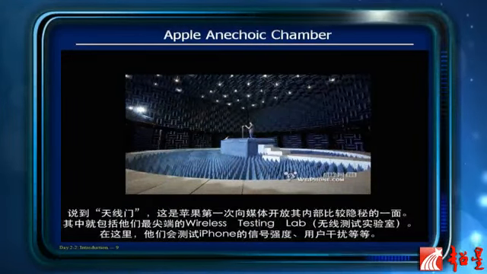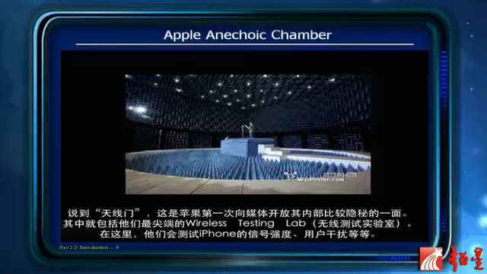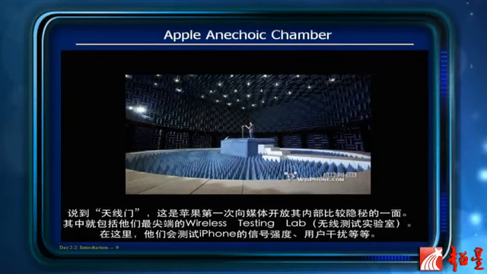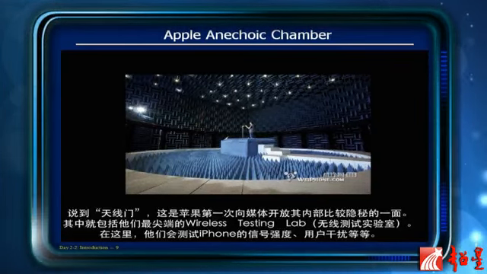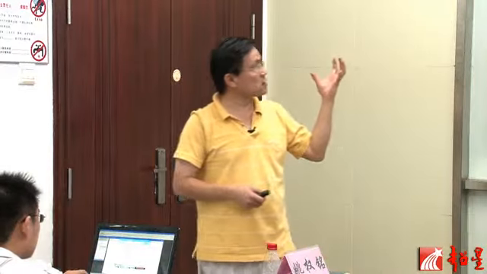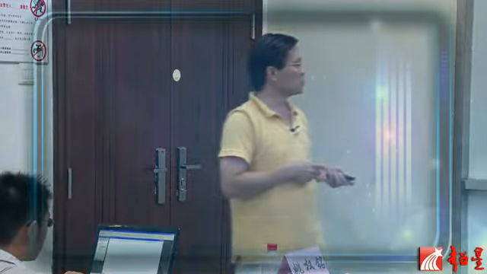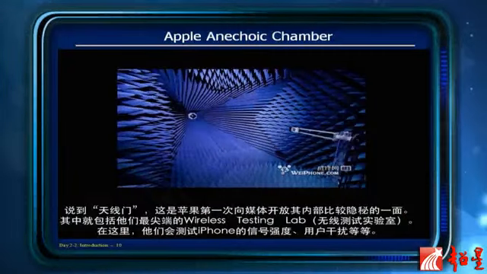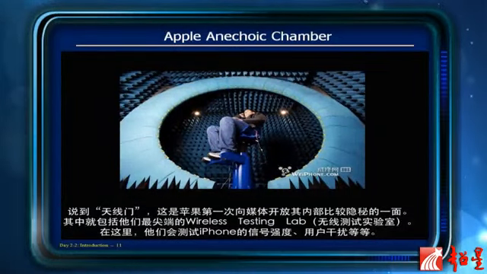And this is Apple. Apple has anechoic chambers. Look, this is a person inside that chamber. If this person is 2 meters, the chamber is probably about 20 meters across. This is the chamber that Apple uses to study, of course, the RF design, the antennas, and also their interferences. So this is pretty neat.